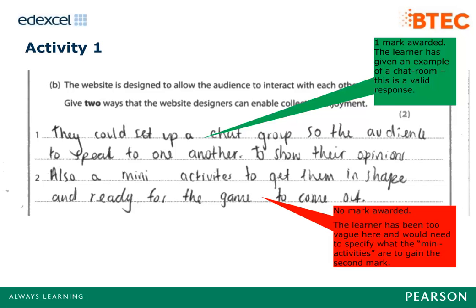This question asks learners to give 2 ways, so we are not asking them to explain their answer. Here, the learner gives an example of a chat room that could encourage collective enjoyment within the website's audience. This is a valid response, and so receives 1 mark. The second answer is too vague to be worthy of a mark.